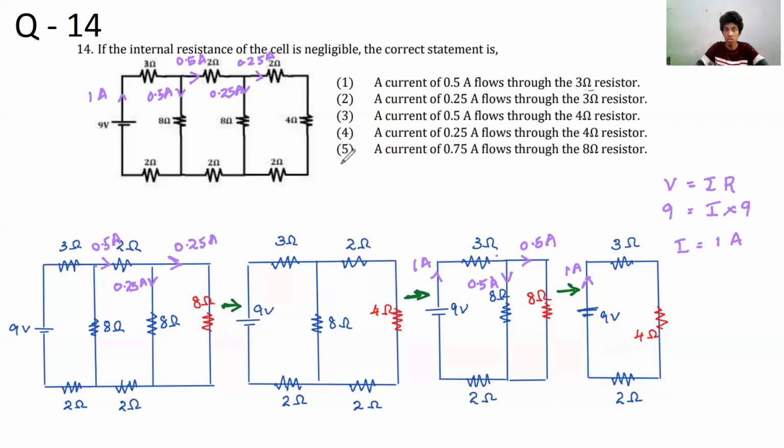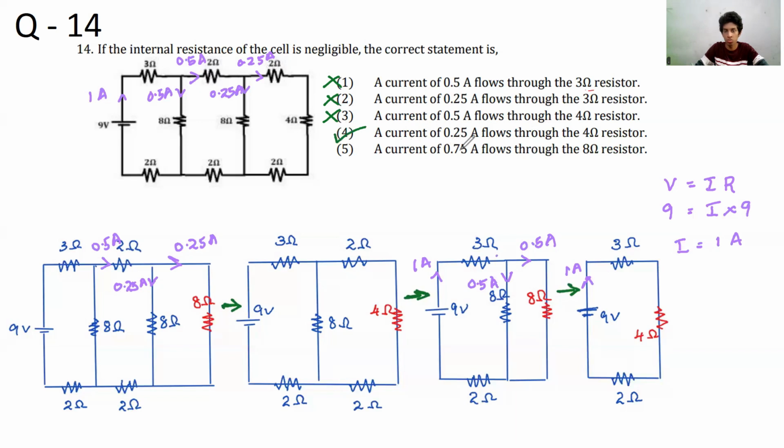Okay, now let's consider these statements. The first one, a current of 0.5 amperes flows through the 3 ohm resistor. No, a current of 1 ampere flows through the 3 ohm resistor. Therefore, this is wrong. A current of 0.25 amperes flows through the 3 ohm resistor. No, that is also false. A current of 0.5 amperes flows through the 4 ohm resistor. No. Here, a current of 0.25 amperes flows through the 4 ohm resistor. Therefore, that is wrong. A current of 0.25 amperes flows through the 4 ohm resistor. So the fourth one is correct.